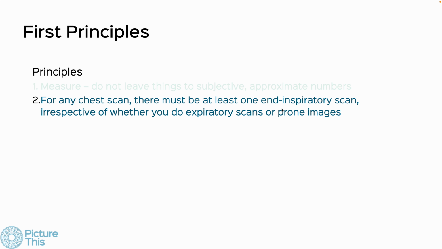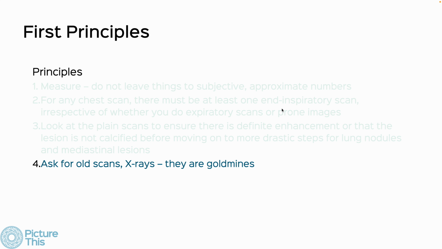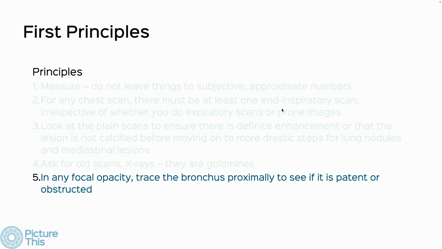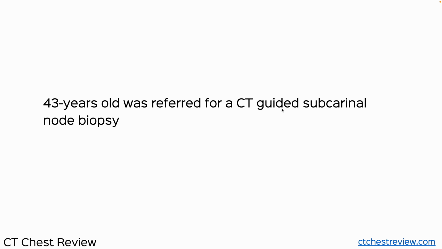So these are the first principles. Measure for any chest scan. There should be at least one end inspiratory scan. Look at the plain scans to see whether a lesion is enhancing or calcified. Ask for old scans, x-rays. They are gold mines. And remember, I started this whole case of the day with one of those, and I'll put up the link at the end. And trace the bronchus and history. I've done a whole lecture on this, but today let's look at the whole concept of looking for enhancement, and looking at the plain scan.